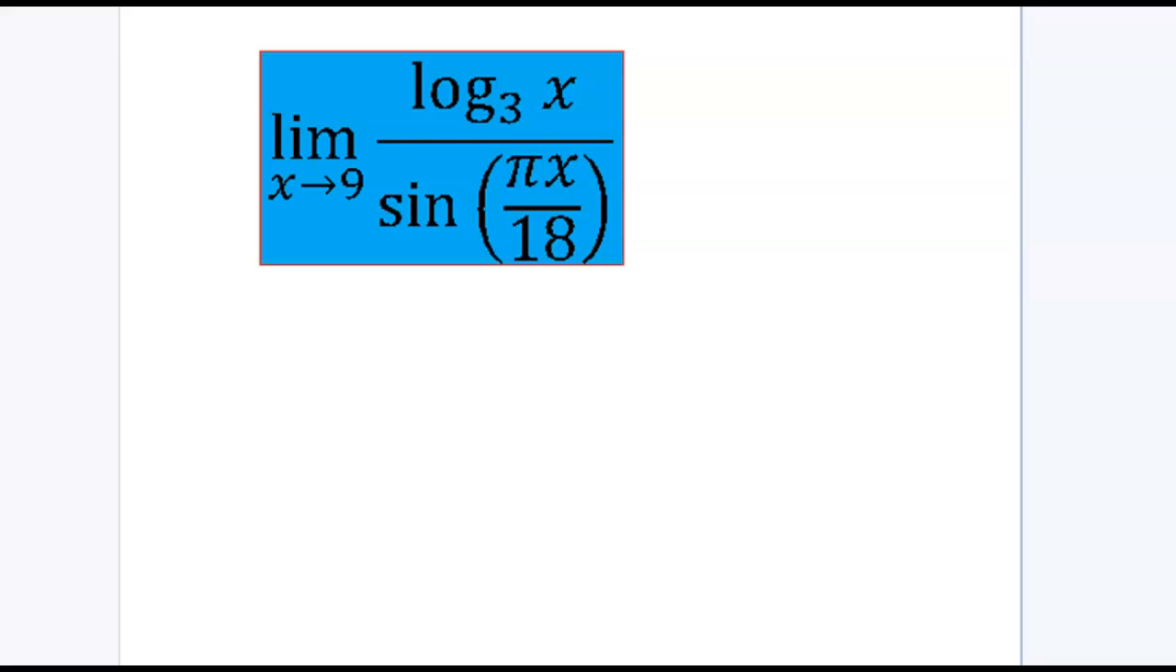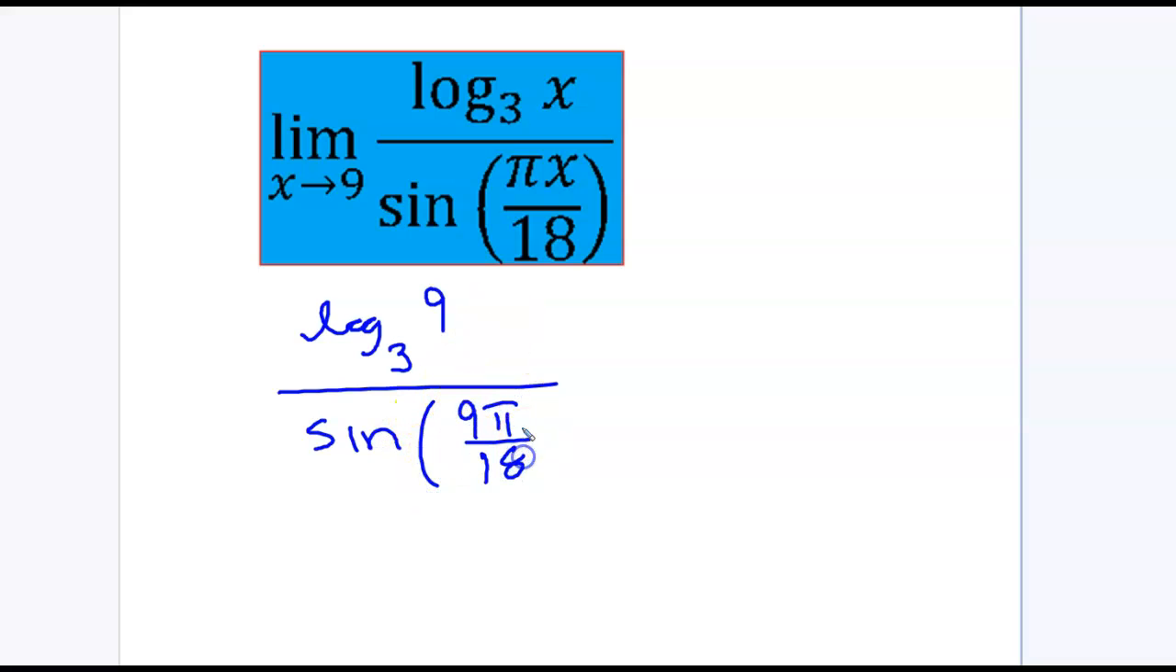Looking at our next example, the limit as x approaches 9 of log base 3 of x all over sine of pi x over 18. So again, if I use direct substitution, I'm going to get log base 3 of the number 9 over sine of 9 pi over 18. Again, I purposely chose this one to review some of our concepts from pre-calc 30.